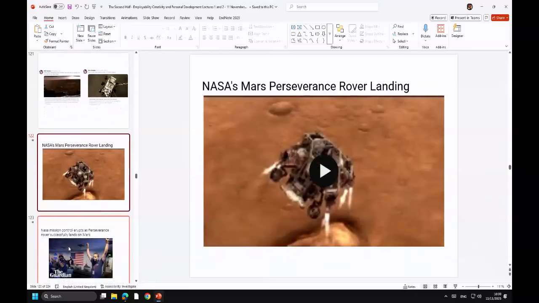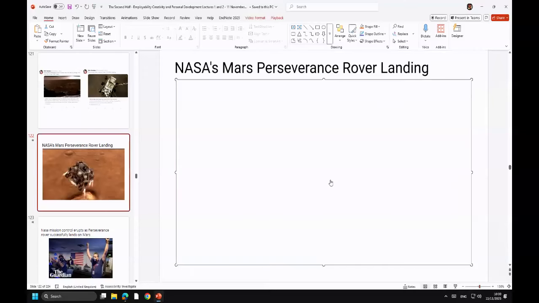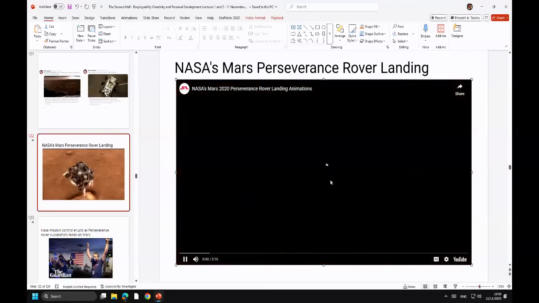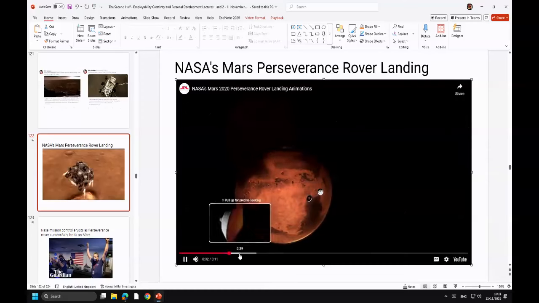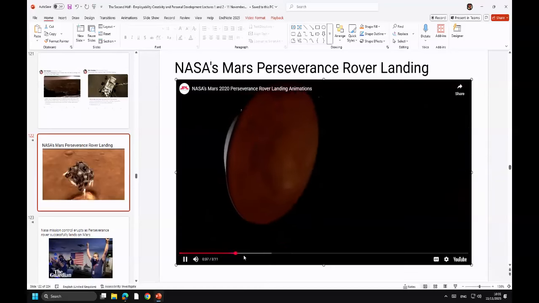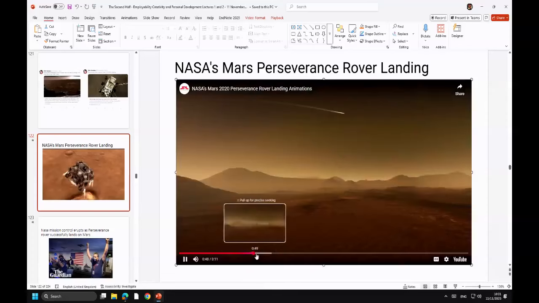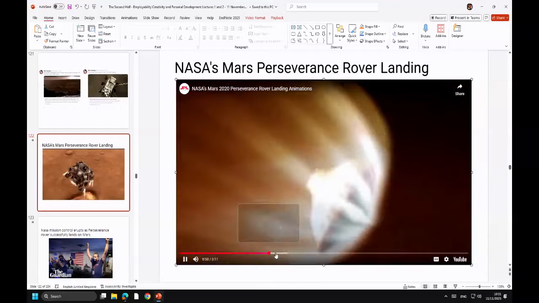These are some of the innovations. And be much more curious about these latest scientific developments. Let's look at NASA, Mars Perseverance rover landing. So be curious about these things. How did it land? This is landing on Mars. What are the steps? This is how the landing happens.